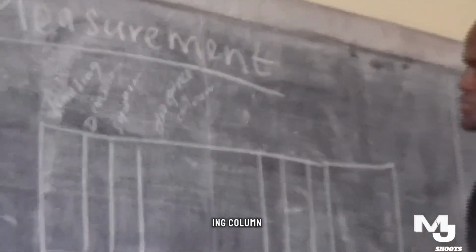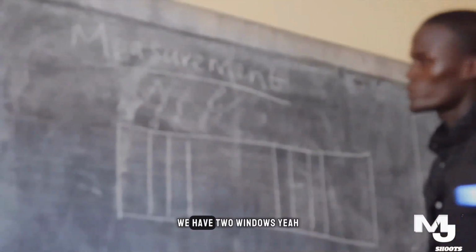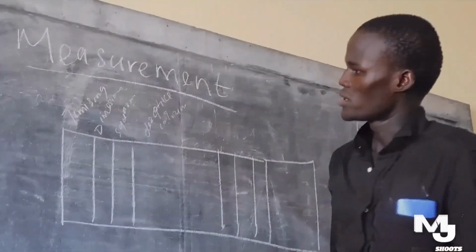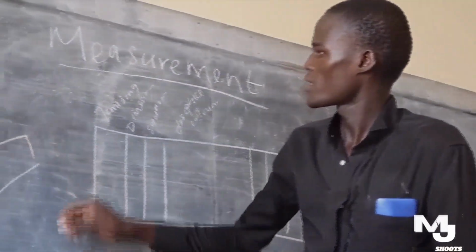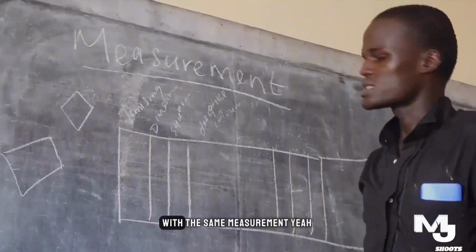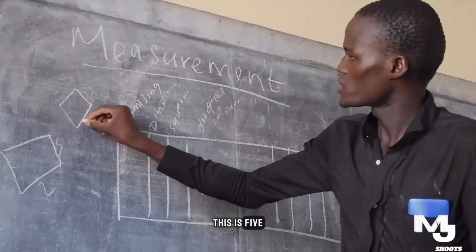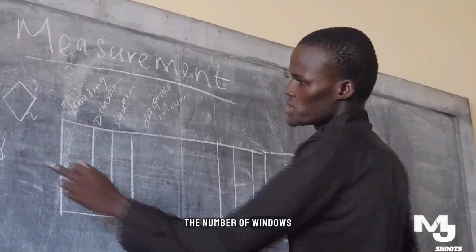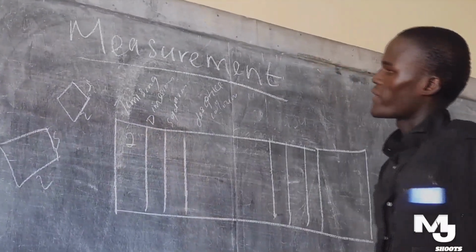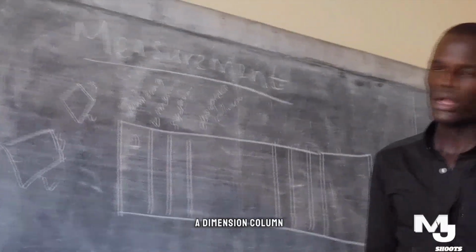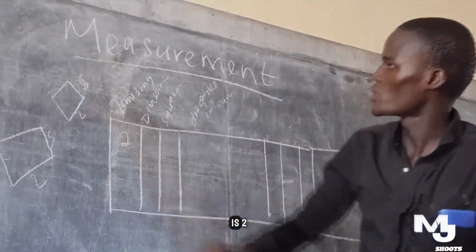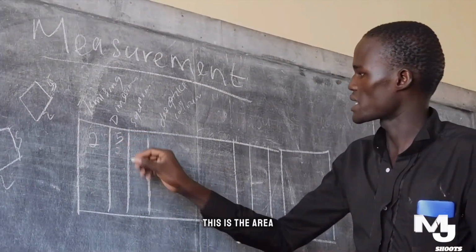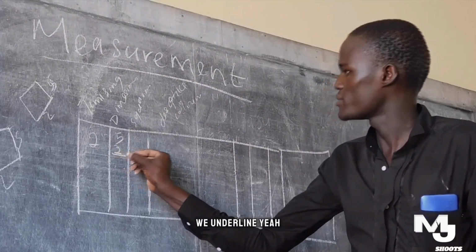So in the dimension column, for example, we have two windows here, maybe 2 windows, 5 by 2. So we have a window like this one. Let's say this is a window, and we have the other window here with the same measurement. This is 2, this is 5, this is 2, this is 5. We have 2 windows. So we put in the times column the number of windows, which is 2. So we put 2. Then here, it is the dimension column. So we put the dimensions of this, 5 and 2. Let's assume this one is the area. So we put 5 and 2, and then we underline here.